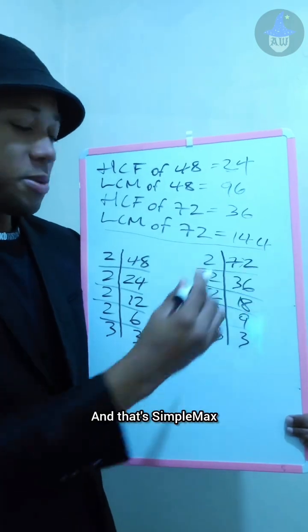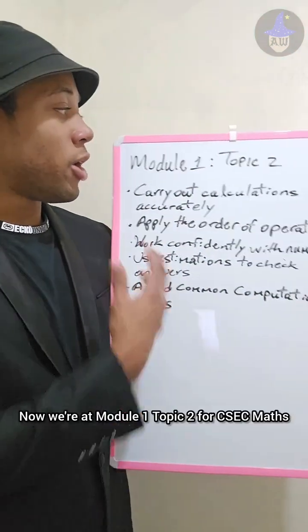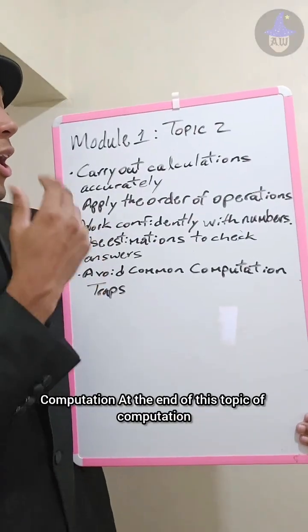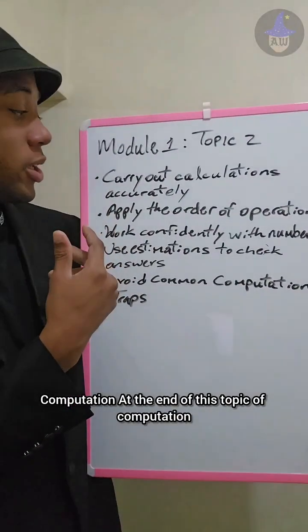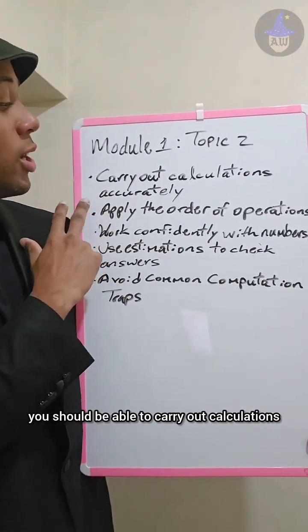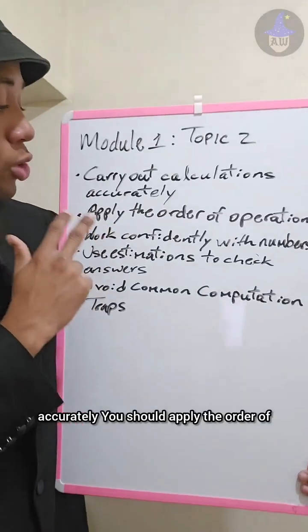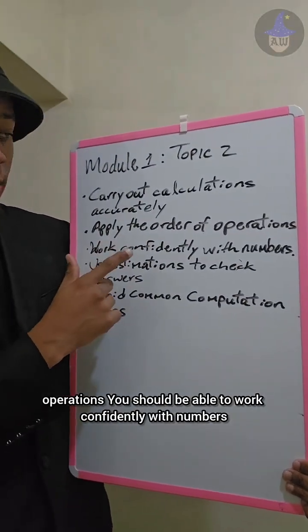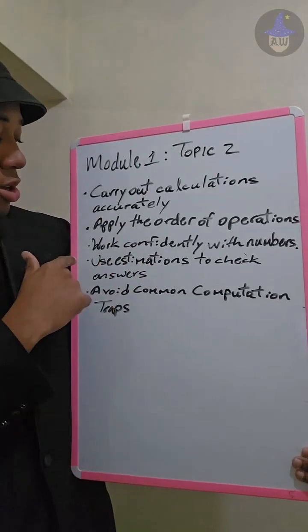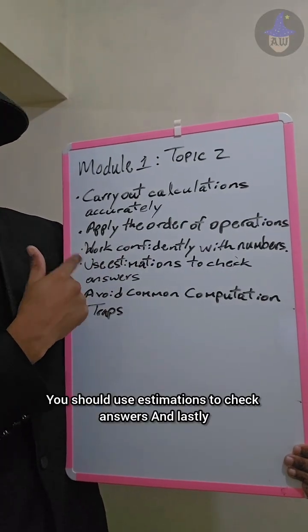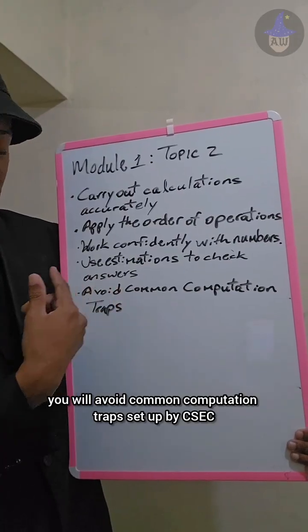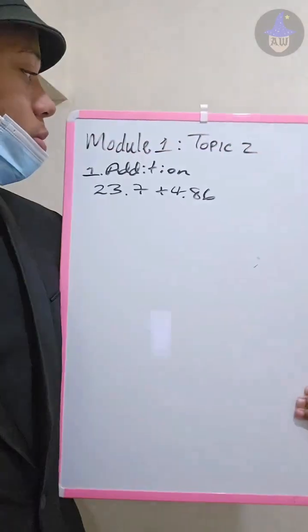And that's simple maths. Now we're at module 1, topic 2 for CSEC maths, computation. At the end of this topic of computation, you should be able to carry out calculations accurately. You should apply the order of operations. You should be able to work confidently with numbers. You should use estimations to check answers. And lastly, you will avoid common computation traps set out by CSEC.